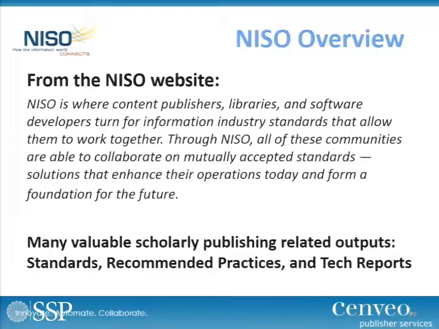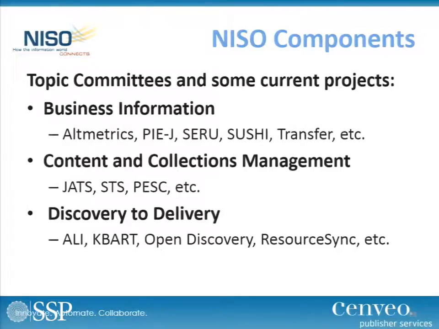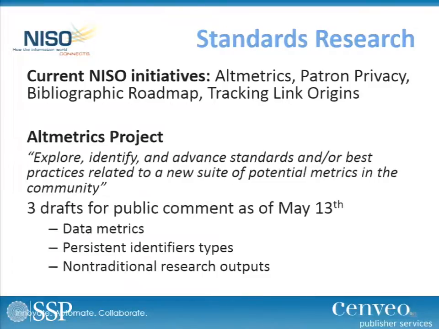The categories of NISO outputs are well known: standards, recommended practices, and tech reports. And they cover a broad range of very important topics: business information, content and collection management, and discovery to delivery. And each of those topics has a topic committee that has very broad membership that represents across the community in positive ways. And lots of cool things happening. Current NISO initiatives include Altmetrics, patron privacy, bibliographic roadmap, and tracking link origins, and lots of exciting stuff.